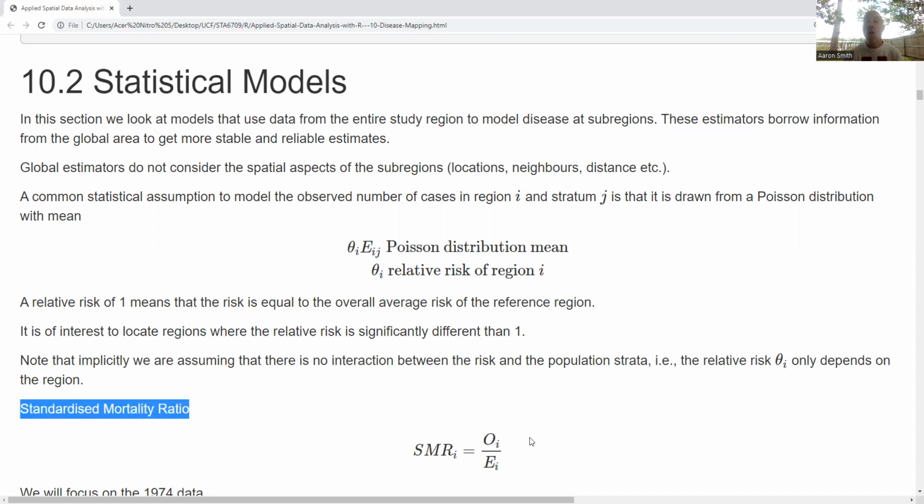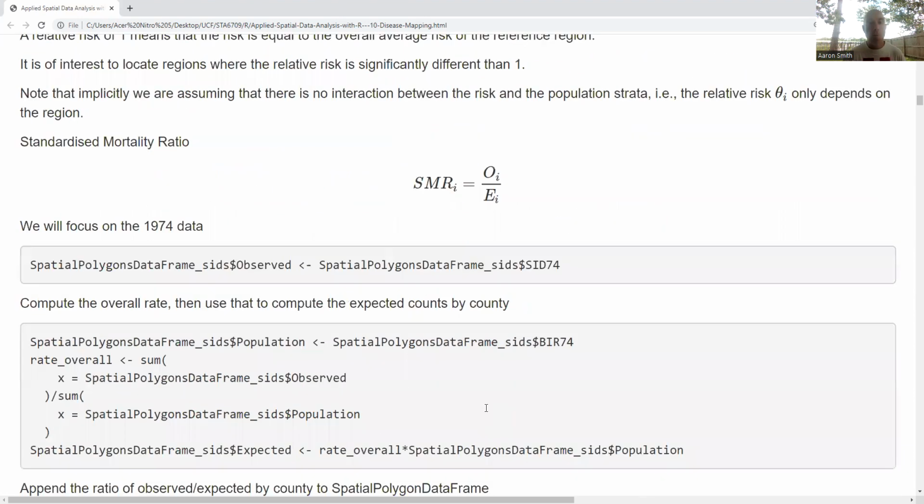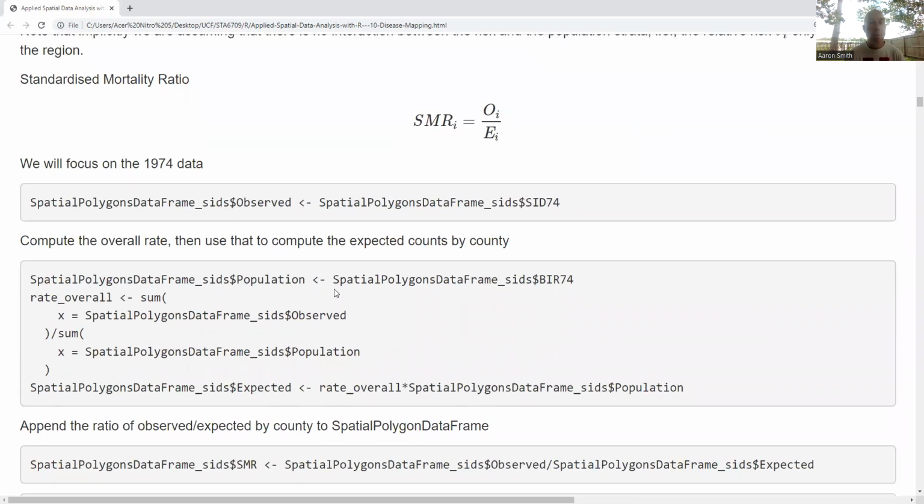And so this is just our number of observed cases divided by the expected number of cases. All right, for the rest of the video, we're going to be taking a look at the 1974 data. I'm going to say that the observed is the number of cases in the data set for 1974. We're working with SIDS data. Very sad. So let's compute the overall rate, then use that to compute the expected counts by county.